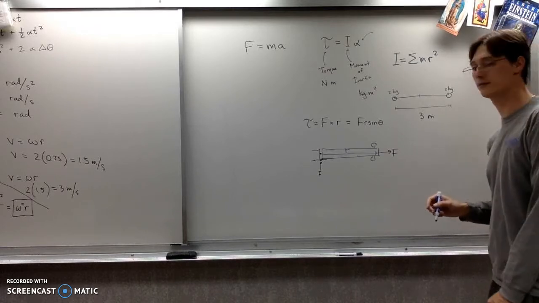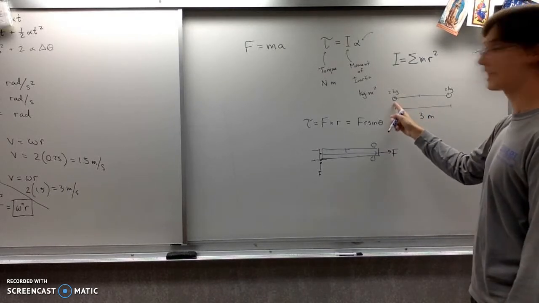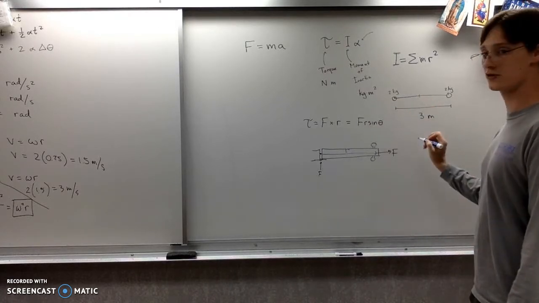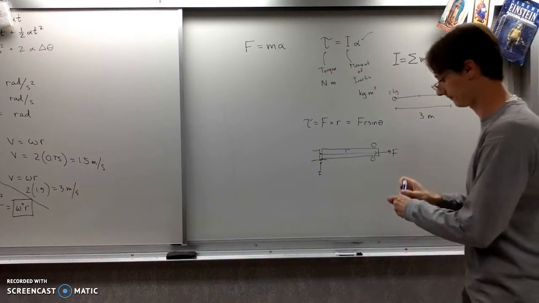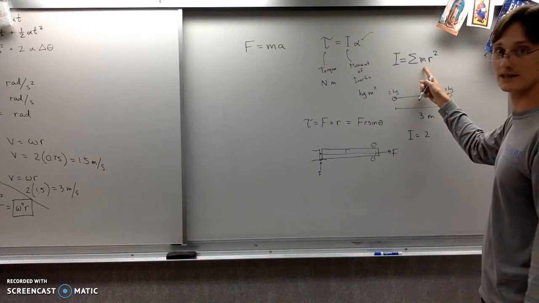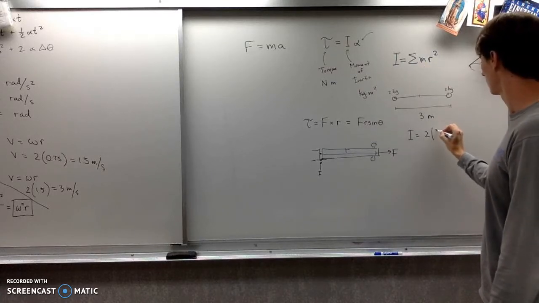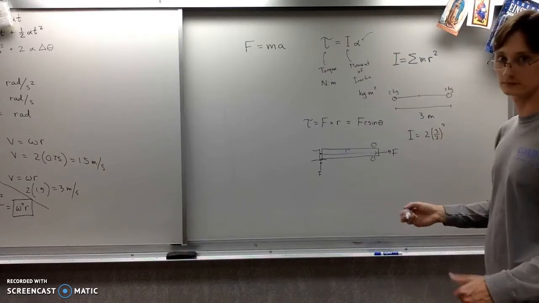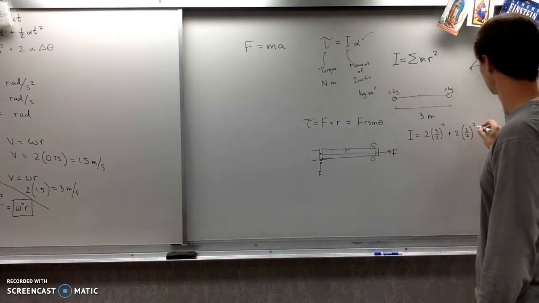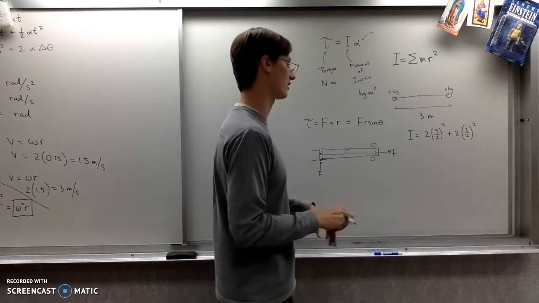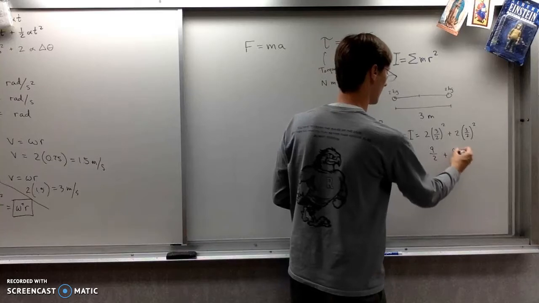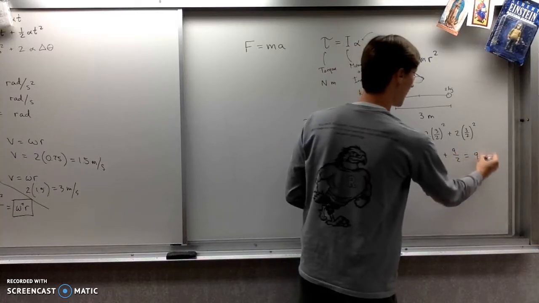Well, the moment of inertia would be, well, this m is 1.5 meters away. Let's call that 3/2. It contributes to the moment of inertia 2, that's its m, times 3/2 squared, all right? And then the other one contributes the same thing. So that's going to turn into 9/2 plus 9/2 is 18/2 is 9.